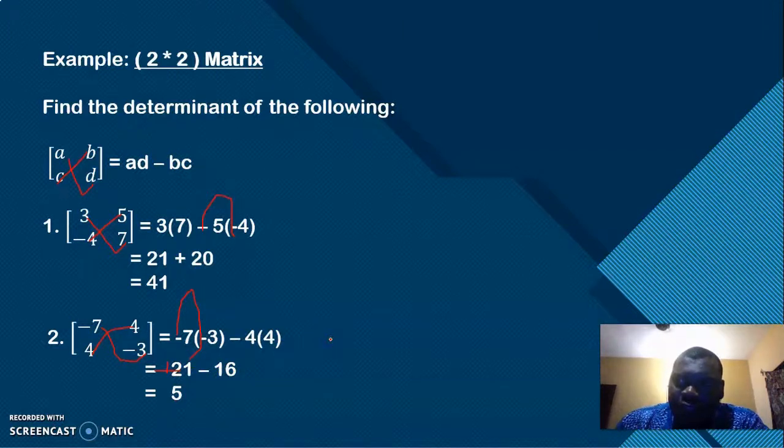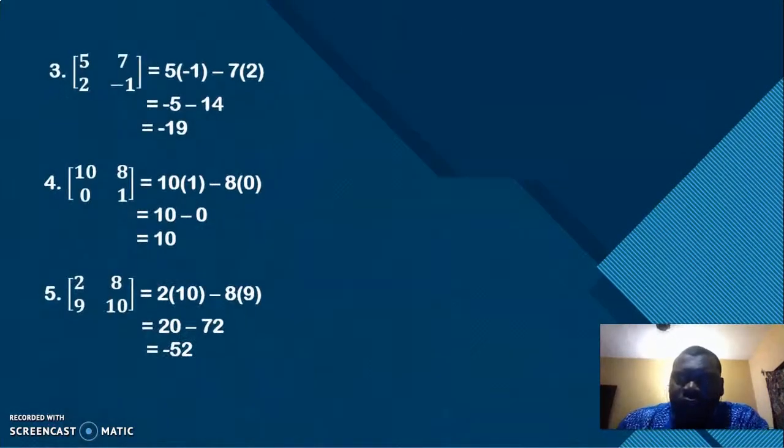So that's an example. Let's look at another example. Example 3: matrix 5, 7, 2, minus 1. You can pause the video to calculate it, and check if your answer is correct. So 5, 7, 2, minus 1. Like I said earlier, 5 times minus 1, minus 7 times 2. 5 times minus 1 gives us minus 5. Minus 5 minus 14.